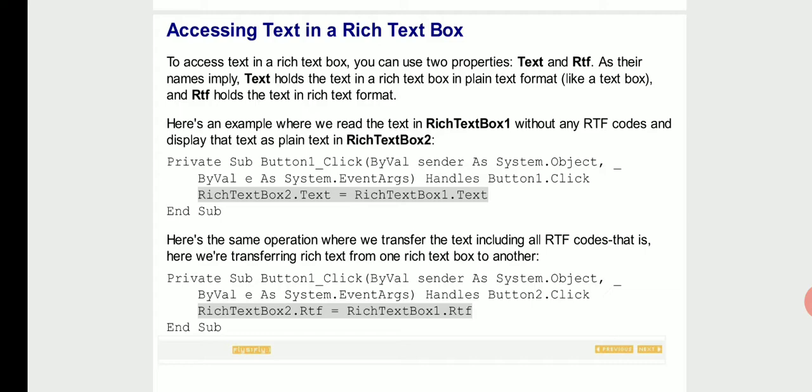And the same operation here, where we transfer the text including all RTF codes, that is when you click Button1, RichTextBox2.RTF equals RichTextBox1.RTF. That is, you are copying the contents of RichTextBox1 to RichTextBox2. But the format is .RTF, that means rich text files. RTF means with the font and all the color. So the text will be in a rich format.